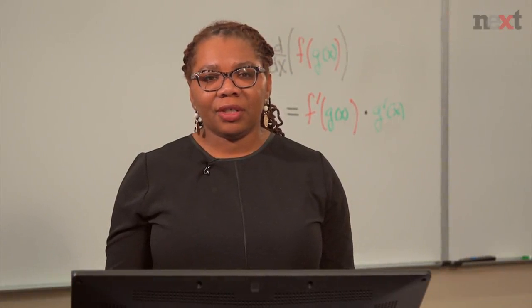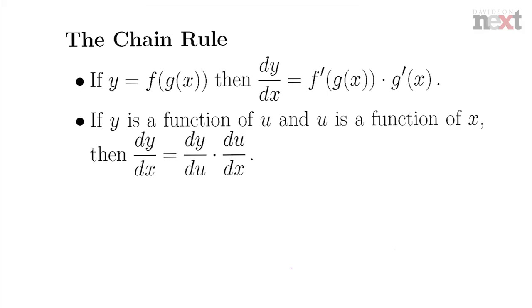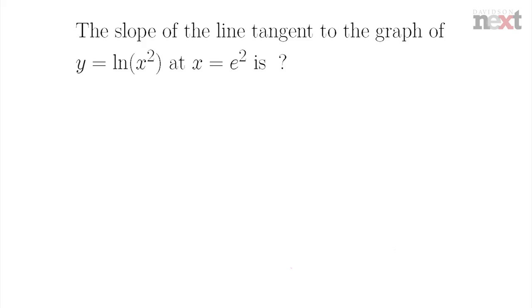So we're back doing a few more examples using the chain rule to differentiate composite functions. But this time, let's take it up a notch. Here's a little reminder of the chain rule. If y equals f of g of x, then dy dx is equal to f prime of g of x times g prime. Or if you'd rather think of it this way, dy dx is equal to dy du times du dx.